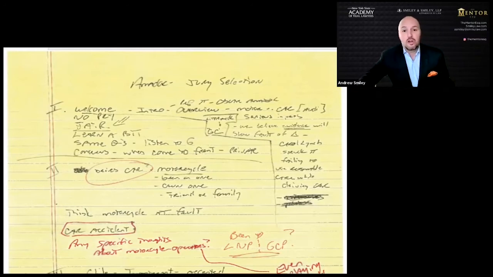Some don't. And this was going to be a bifurcated trial. So we were going to do liability and then damages. So I want to show you, this is actually my notes from my jury selection of that case. And they're kind of haphazard, but there's a method to my madness.